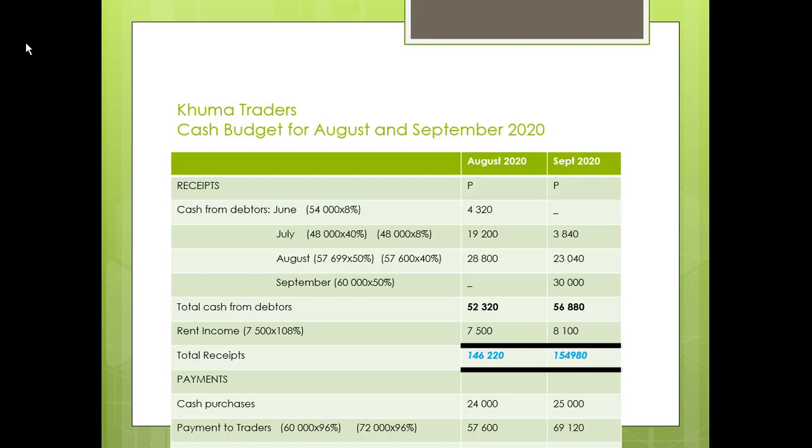Then we go to the payment side, cash purchases. We have the amounts which we are given in the question, payment to traders, etc. So this is the cash budget.